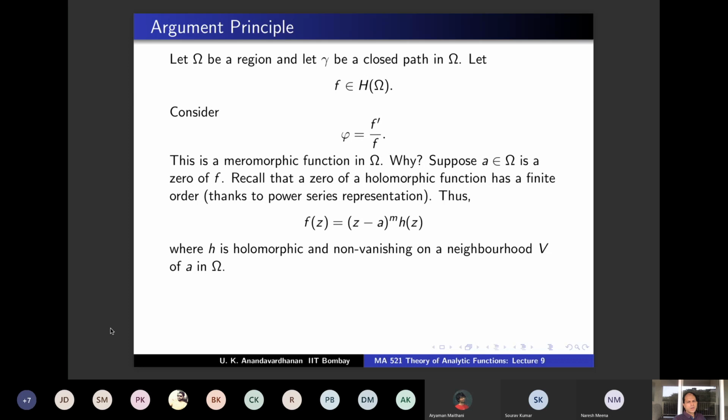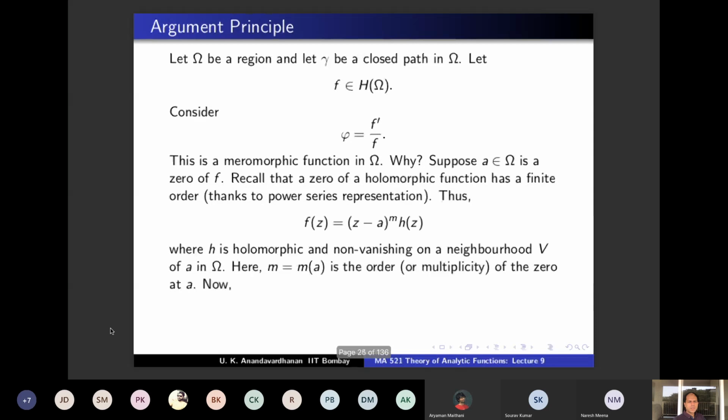So that's holomorphic everywhere, but it's also non-vanishing on a small neighborhood of a. Why is that? Because if h vanishes at a, then z minus a will come to a power of more than m. That's not possible because m is the order. So h does not vanish at a, and therefore by continuity it will not vanish on a small neighborhood of a. Okay, so such an h you get, and m is the order or multiplicity. Now on V minus a, you can consider this function phi, right? Only at a there's a problem. On V minus a, you can consider phi.